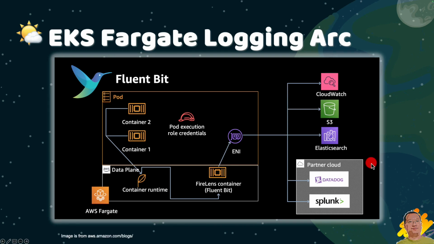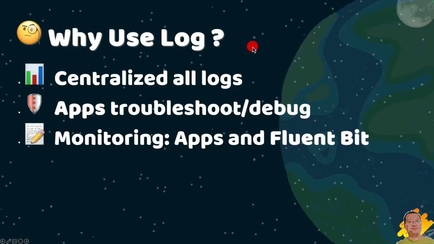What are the benefits of using logs? Fargate Data Plane Logging is important for several reasons. One place holds all your apps' logs. If you have 1,000 containers, going to each of the 1,000 containers to check logs is painful. Troubleshooting issues. It helps identify and fix problems. Monitor performance. That helps track how well your applications and FluentBit are working.